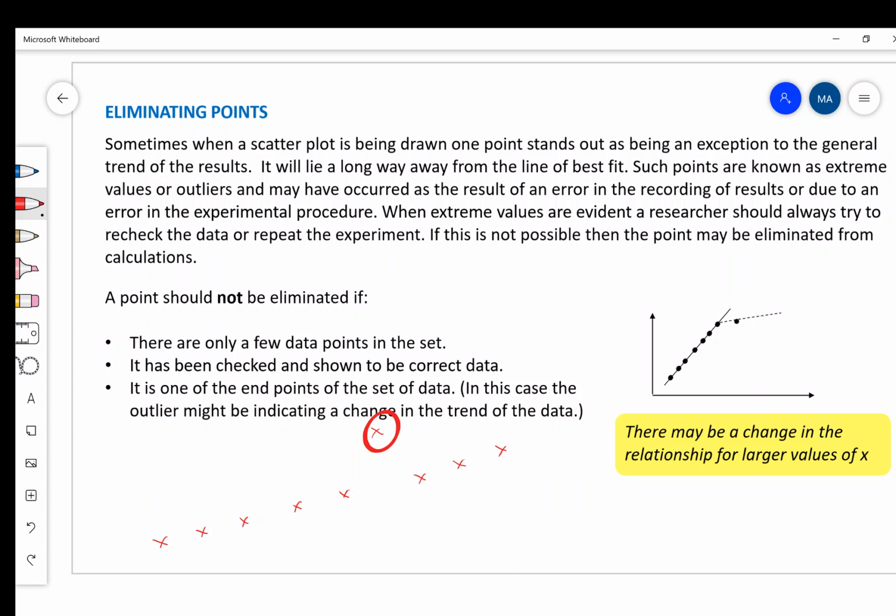Now there are a few rules that we need to abide by with regard to eliminating outliers. If there's only a few data points in the set, so you haven't got much data, then you shouldn't be eliminating any points. If it's been checked and shown to be correct data, so there could be a data entry error, for instance, someone just wrote down or typed in the wrong number when the data was being collected. But if it's shown that the data is correct, then you wouldn't eliminate it. And the last rule is we don't eliminate endpoints of a data set.